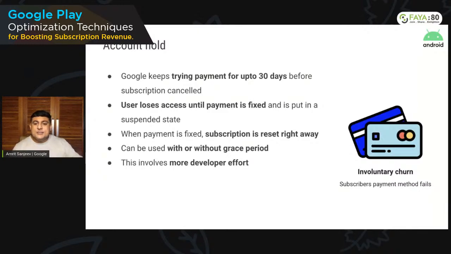But grace period is as easy as ticking a checkbox in Google Play, and that's all you've got to do. There's no code required for it. Whereas in account hold, there is a little bit of developer effort required because you want to tell the user that they are in a suspended status. You want to communicate that information to the user, and you also want to help the user come back from there. So there is a little more developer effort here. So that is the trade-off that you have between these two methods.